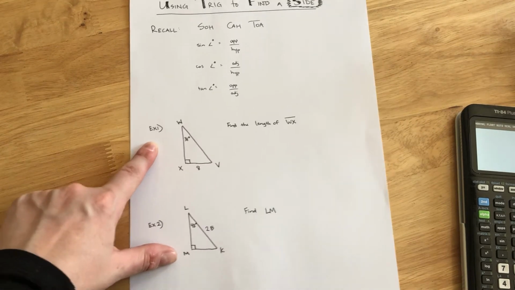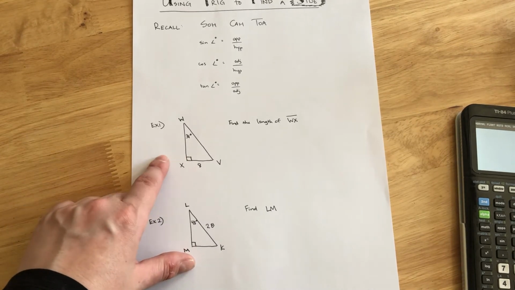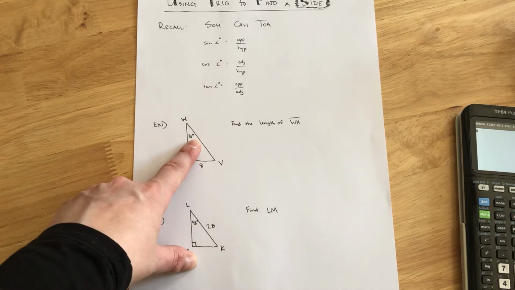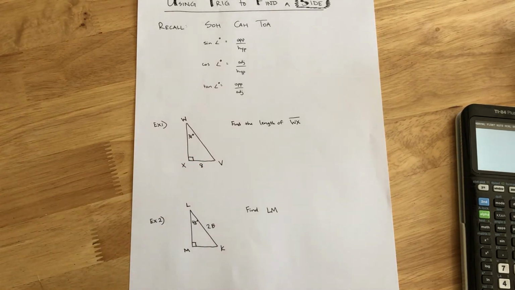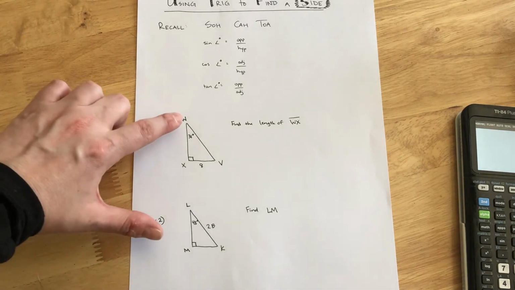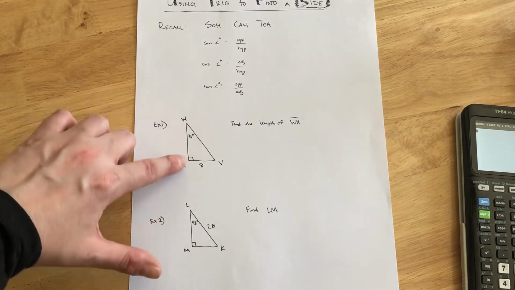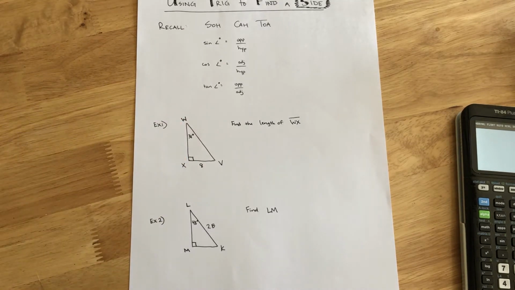If we take a look down here at example 1, we have a right triangle with a side length of 8 and an angle of 31 degrees. We can certainly find angle V because all triangles have 180 degrees, so we could just subtract and find the missing angle. But that's not what we're after. They're asking us to find the length of WX, this side length here. The problem is we can't use the Pythagorean theorem because we don't have 2 of the 3 sides. So this is where right triangle trigonometry really has a lot of power.